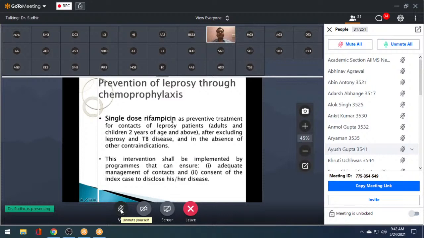If the patient is in close contact but you have not tested him for TB and leprosy, then it is not good to give a single dose of rifampicin, because it will cause resistance if the patient is already having this type of infection. Okay. So first of all, test these patients for leprosy and TB also. These interventions shall be implemented by programs that can ensure adequate management of contacts and consent of the index case to disclose his or her disease.